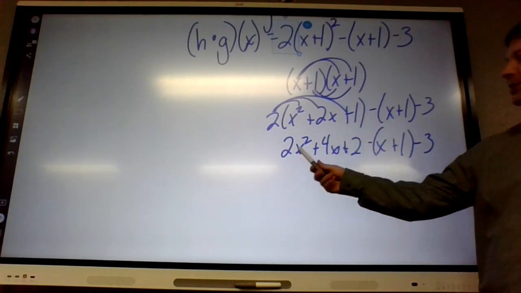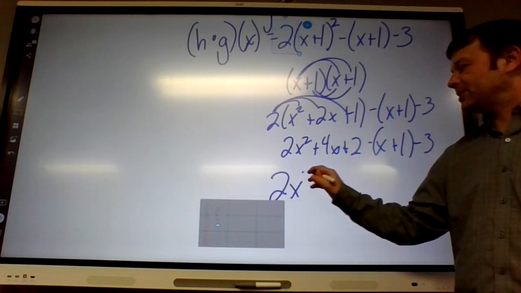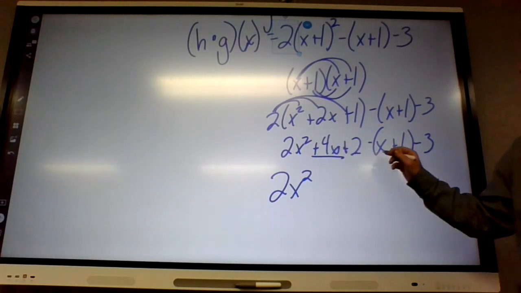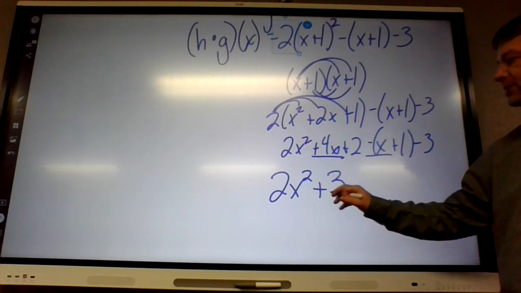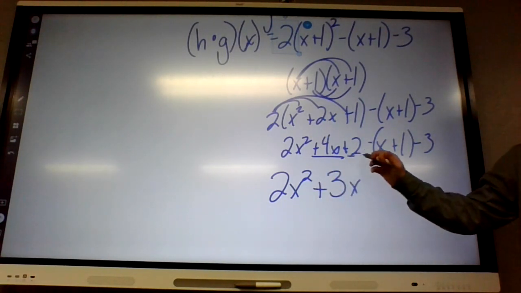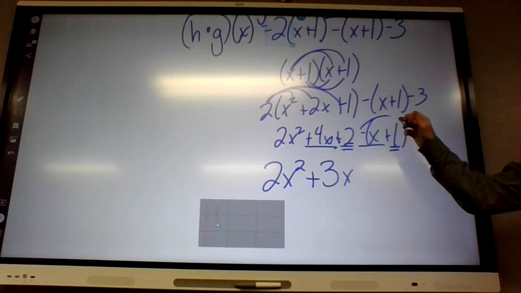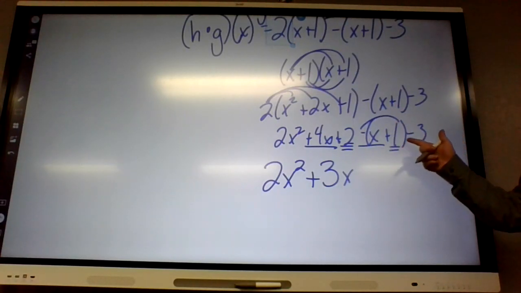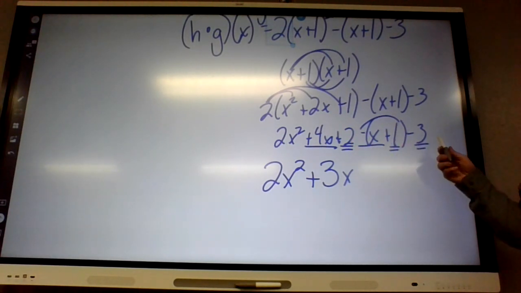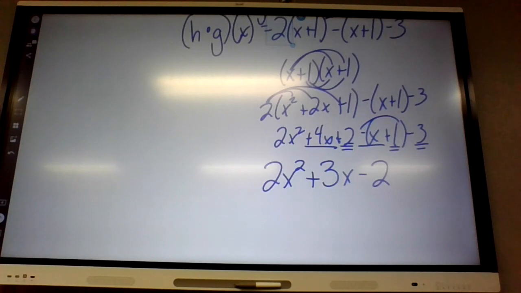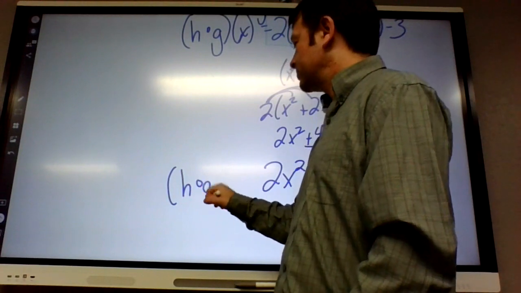Yep. So can I do anything with 2x squared? No, there's no like terms with 2x squared, so it's by itself. But I have a 4x and a minus 1x, which makes 3x. Then I have a plus 2. What's this right here? 2 minus 1, plus... then you have 1, and a minus 3. So negative 2. Right. 2 minus 1 minus 3, yeah, it's negative 2. That's all we can do. It's a lot of work on that one.